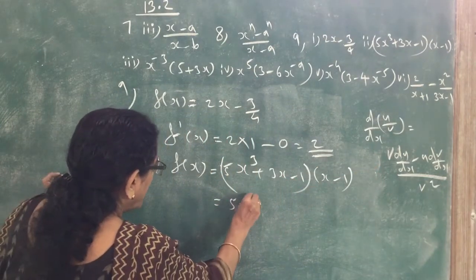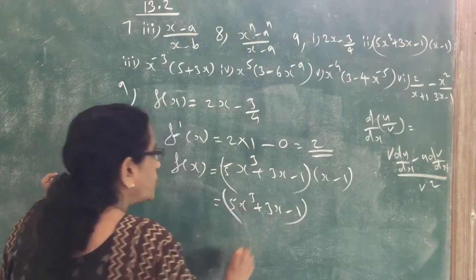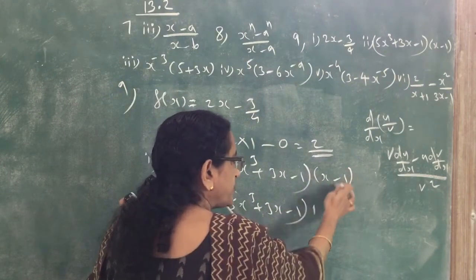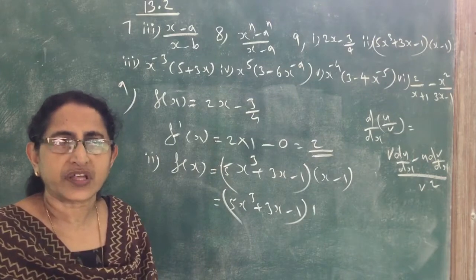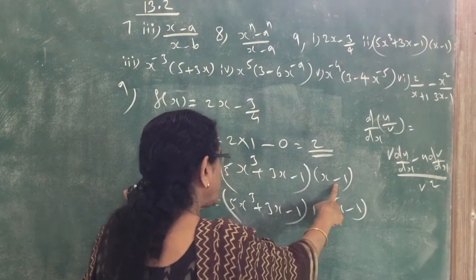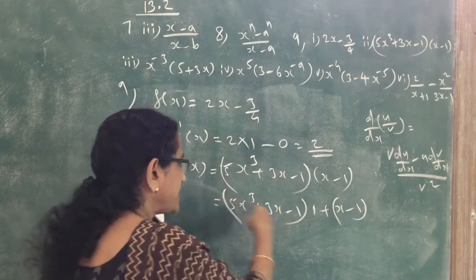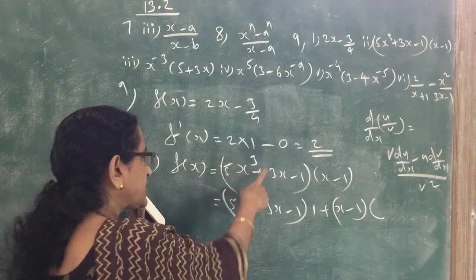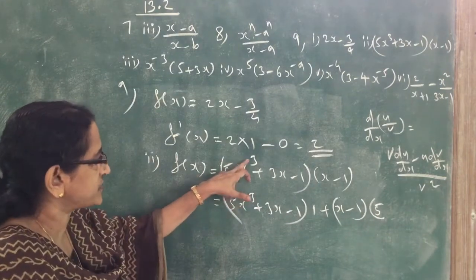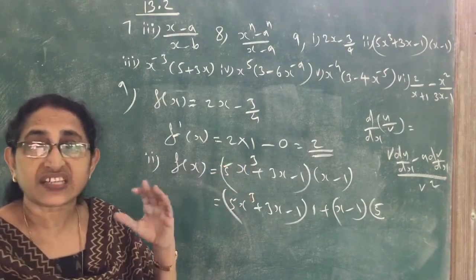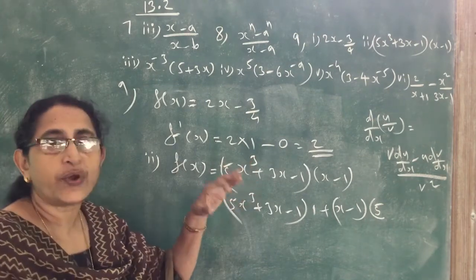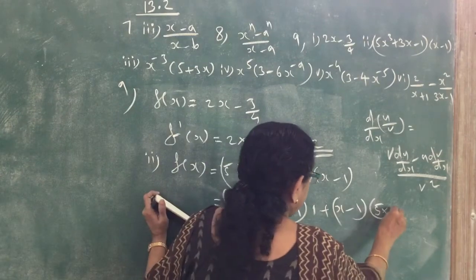First function, 5x cube plus 3x minus 1, into derivative of x minus 1. Derivative of x is 1 minus derivative of 1 which is 0, so only 1. Then plus second function, x minus 1, into the derivative of this one. Derivative of 5x cube: 5 is a constant, so 5 into derivative of x cube. Derivative of x raised to n is n into x raised to n minus 1. Here n is 3, so we write 3 into x raised to 3 minus 1, that is 3x square.